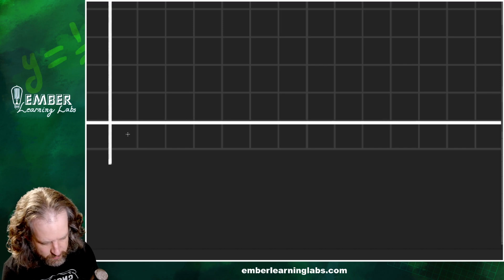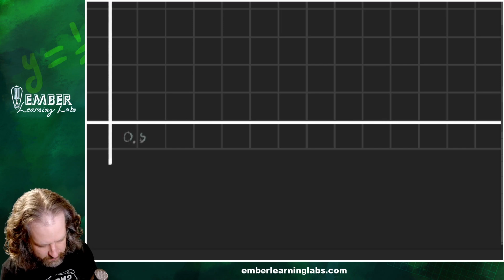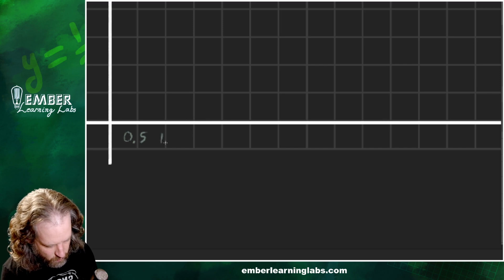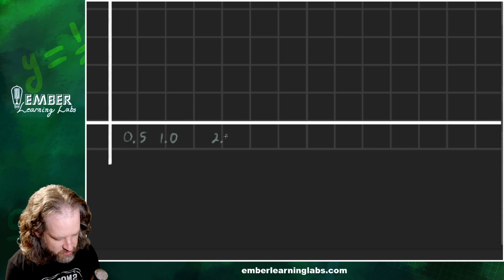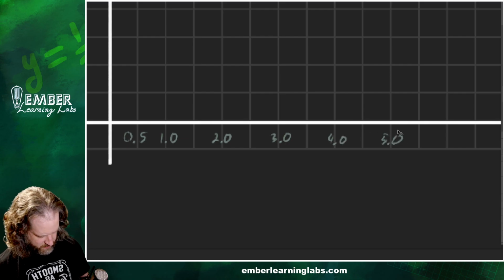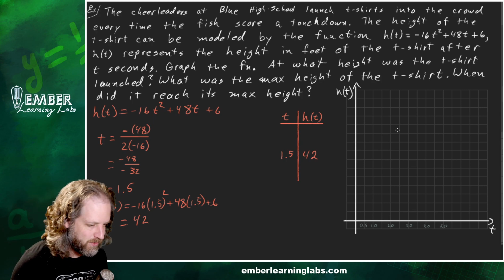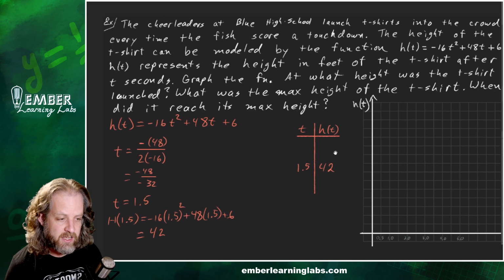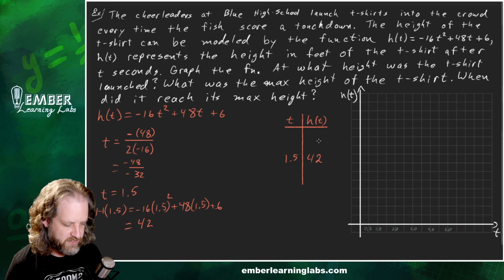Okay, so let's label this as 0.5 and 1.0. And we'll scooch over here and label this as 2.0, 3.0, 4.0, 5.0. When we come back out, is that visible? Yeah, that's totally fine, right? Easy peasy, lemon squeezy, right?